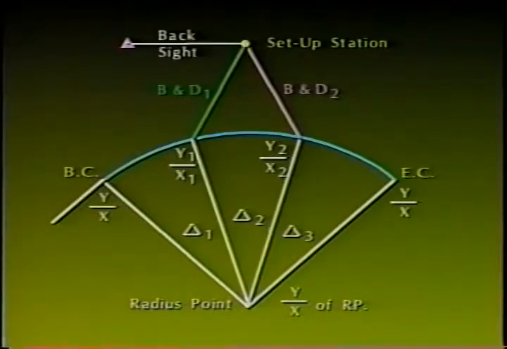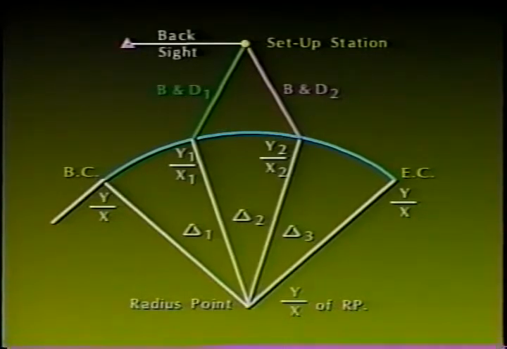In this approach to curve layout, a centrally located or convenient setup station is selected. This point is not necessarily located on the curve, but is selected to allow all points of the curve to be staked out from the one setup. As seen in this graphic, the setup station is not located on the curve, but is tied to the BC and EC by bearing and distance or coordinates.